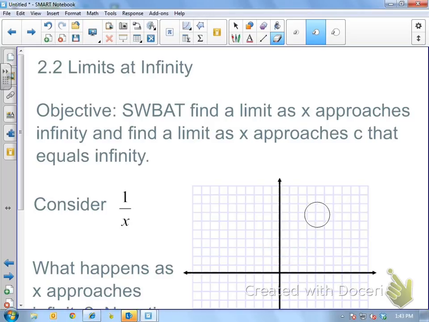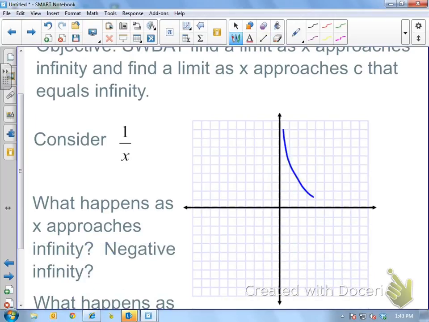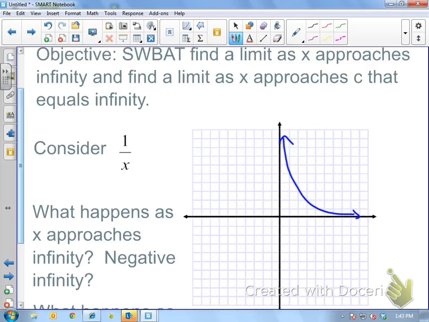Okay, but I see you drawing the shape. Kind of looks like this. Okay, but it also can have a negative side. It could look like this. So remember, we're trying to consider what happens to the y values as we approach some x value. So you don't have to write the questions down, these were to help me remember.